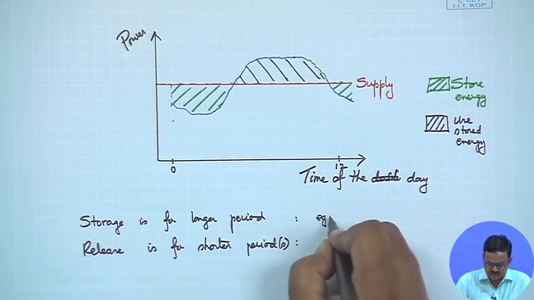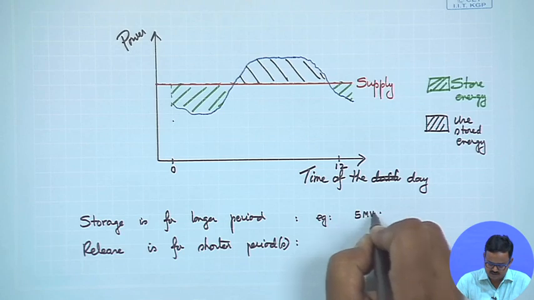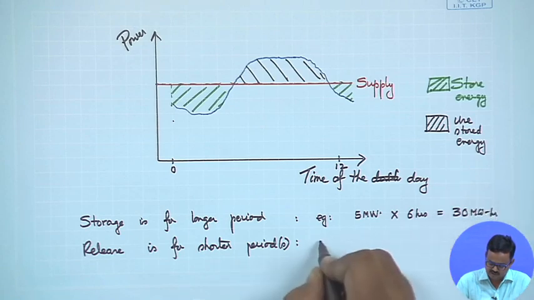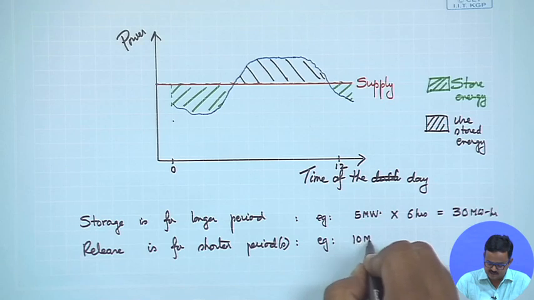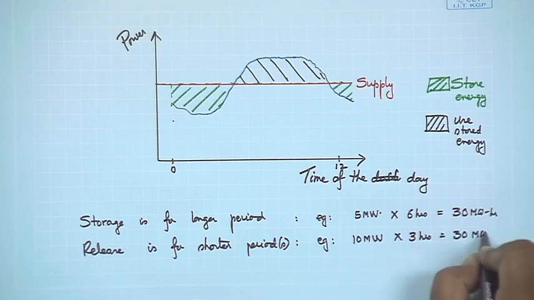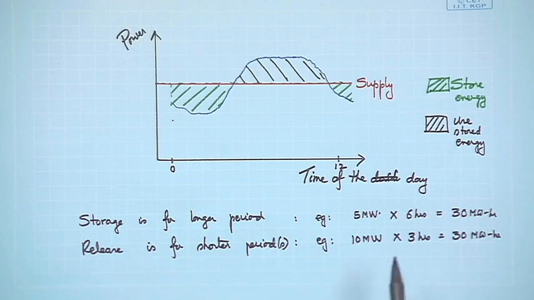So, for example, let us say it is 5 megawatts times 6 hours. So this is 30 megawatt hour, and the release, let us say, is 10 megawatts times 3 hours. So this will also be 30 megawatt hour. As you will see, these two are never equal, because there will always be some losses. The turnaround efficiency, as we call it, is the energy that we get versus the energy that we store. They are never the same. The turnaround efficiency typically is less than 100%, which means the energy that I can release from the stored energy is always less than what I initially stored. Clear? So this is the basic crux of energy storage.